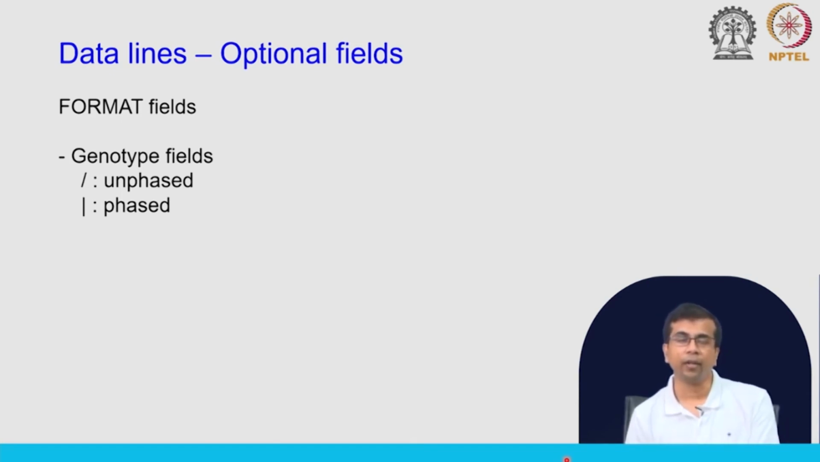In the data lines, in the optional fields, you can also have the genotype fields, and you will see these two signs, one for unphased genomes and another for phased genomes.